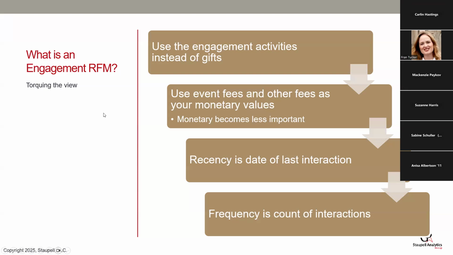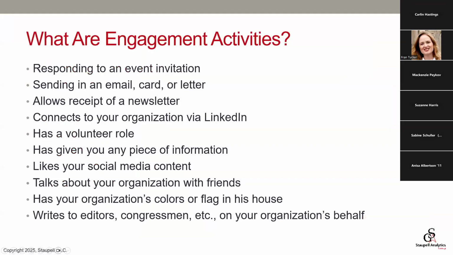Frequency is the count of interactions. Let's take a look at what interactions I'm talking about. If I'm responding to an event, if I accept that I'm coming, or even if I say that I'm not coming, that's actually a response, and I get some credit for that. Later, I think I talk about how if I say yes, I'm coming to an event, but I don't come, I get a half a point. So engagement gets a little quirky.